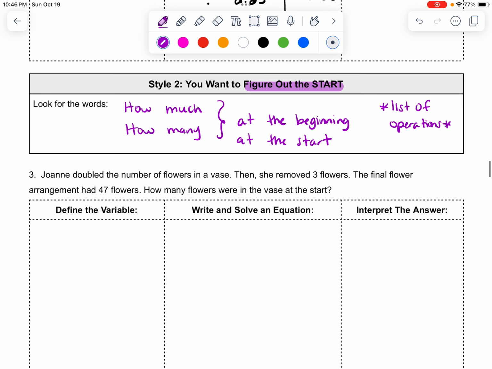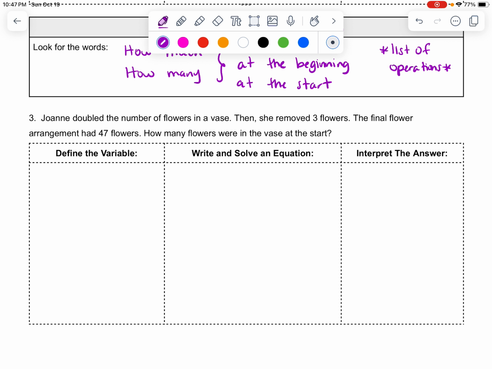So let me show you an example. Joanne doubled the number of flowers in a vase. Then she removed 3 flowers. The final flower arrangement had 47. How many flowers were there in the vase at the start? Now, if I define my variable, it says how many flowers were in the vase at the start. So I'm going to write x equals the number of flowers in the vase at the start.